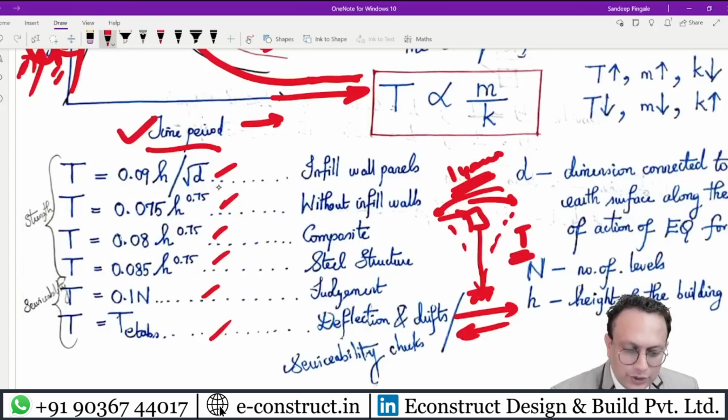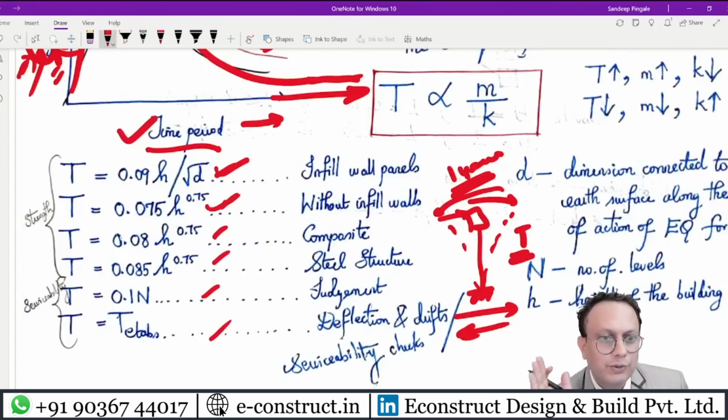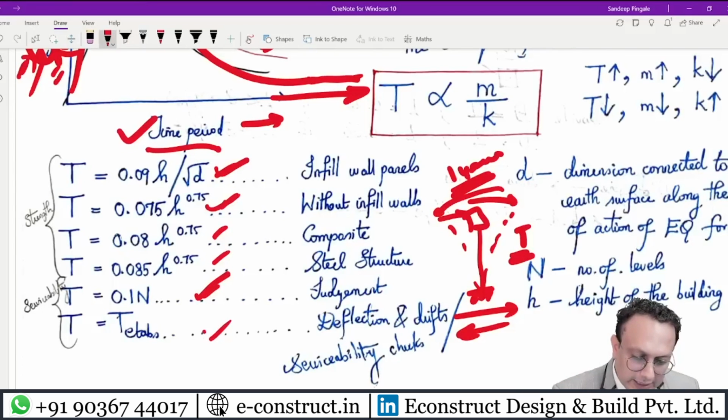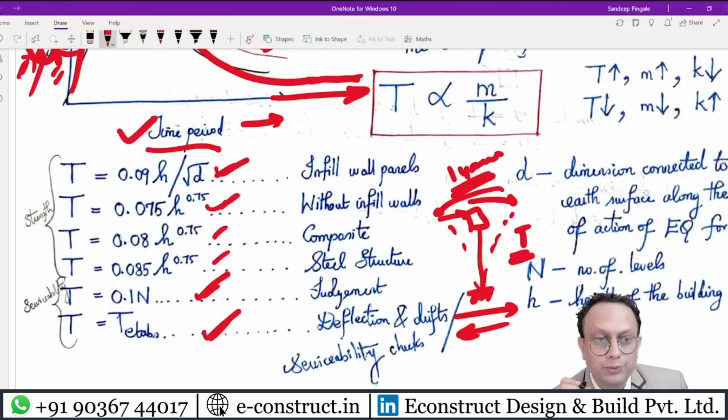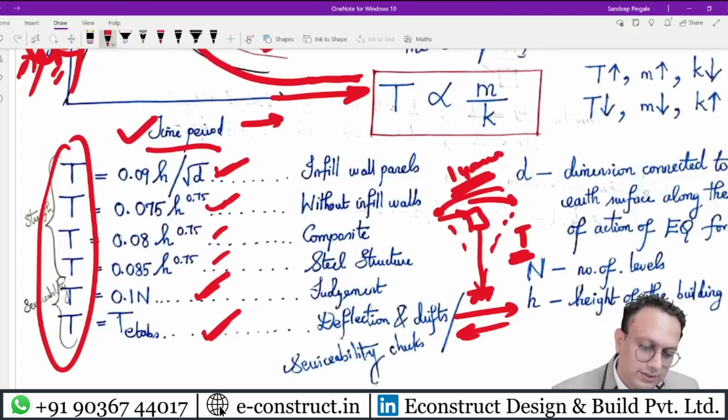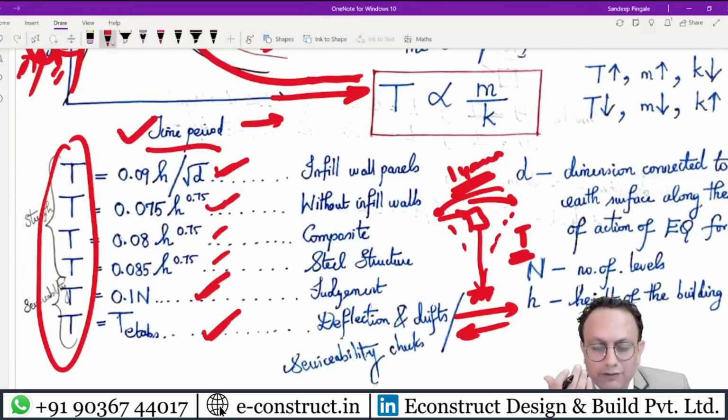T is equal to 0.09 h upon square root d, T is equal to 0.075 h raised to 0.75, T is equal to 0.08 h raised to 0.75, T is equal to 0.085 h raised to 0.75, T is equal to 0.1 n, and T is equal to T tabs. Oops, one question and 6 answers. What is the real answer? The question is the same: what is the fundamental time period of the building?